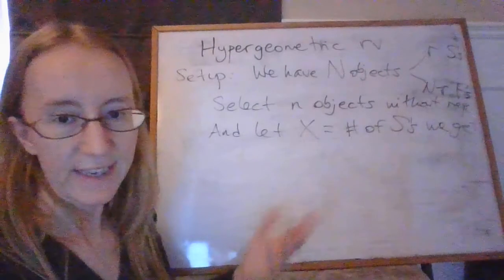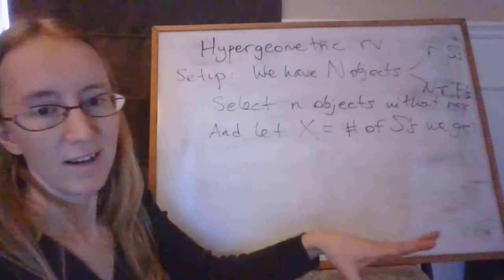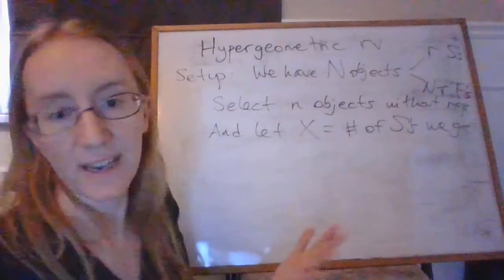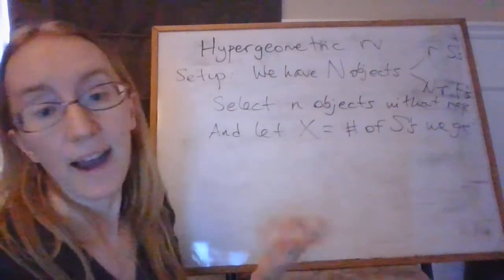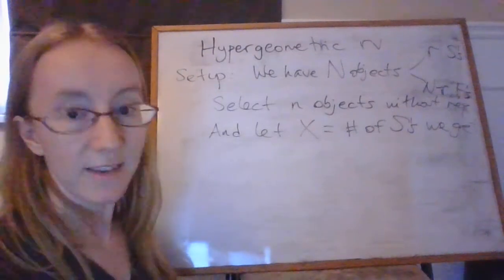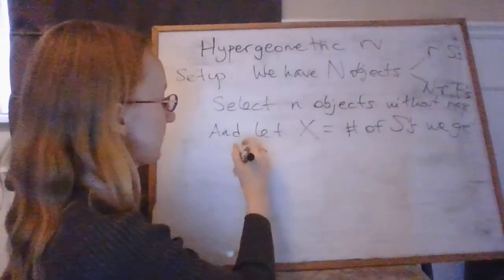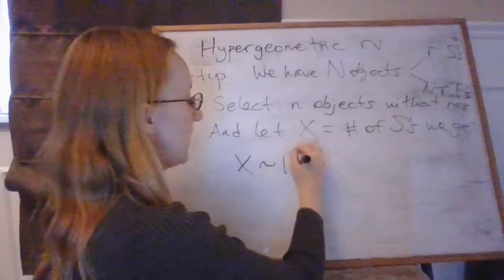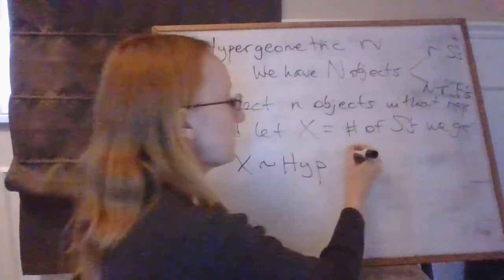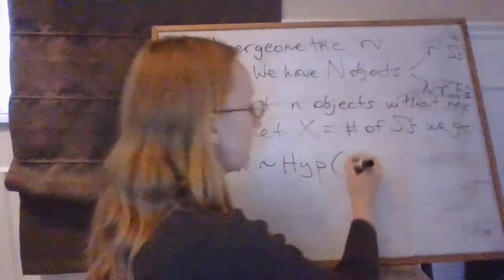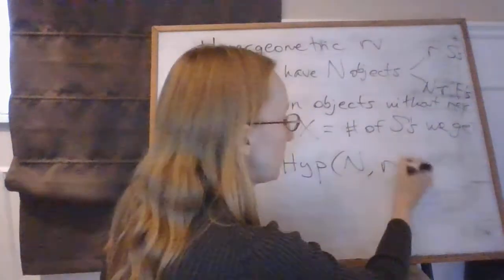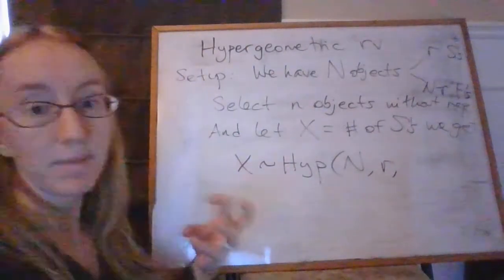So again, returning to that card example, if we draw 5 cards from a deck of 52 and we let X equal the number of face cards that we get, then X would be a hypergeometric random variable. The hypergeometric random variable takes 3 parameters. So notation-wise, we say X follows a hypergeometric. I just use hype for short because I'm lazy. And we need to specify all 3 parameters. Capital N, the total number of objects, R, the number of successes, which we know in advance, and the number that we are selecting.